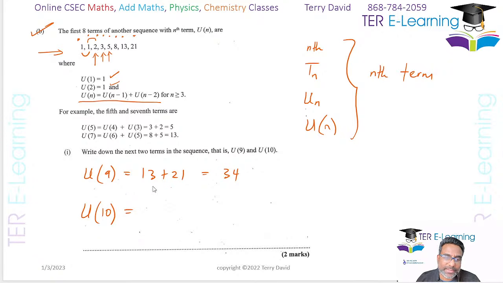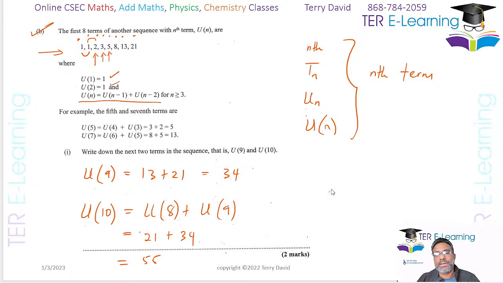So to get the 10th term, the 10th term is actually u8 plus u9. That's how we're working it out, right? So in this case here, your u8 is 21, and you're adding that to 34, and that's going to give you 55. That's your next term in the sequence. Like I said, lots of people could not do this part of the question at all.